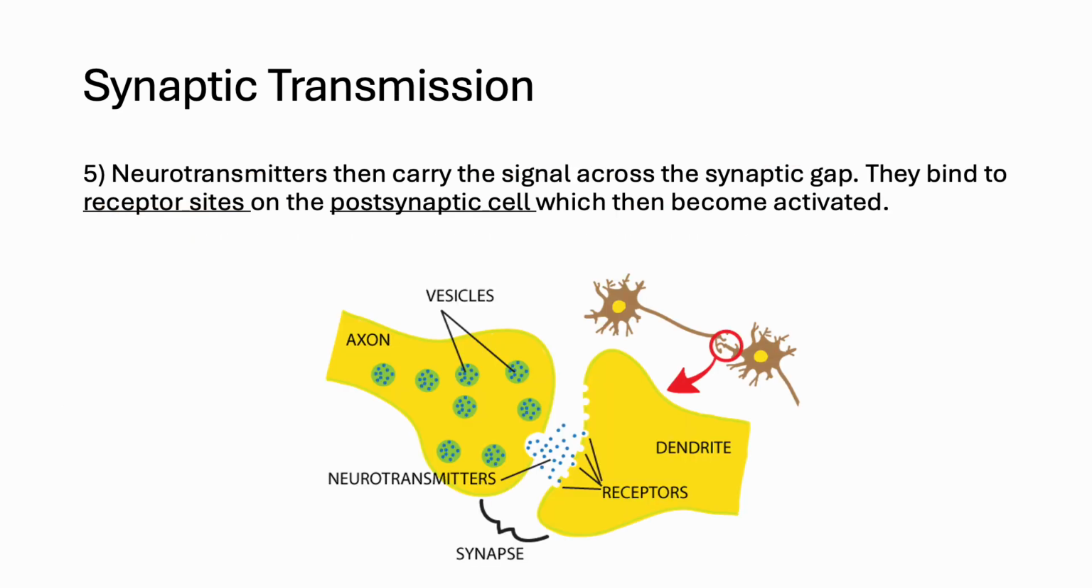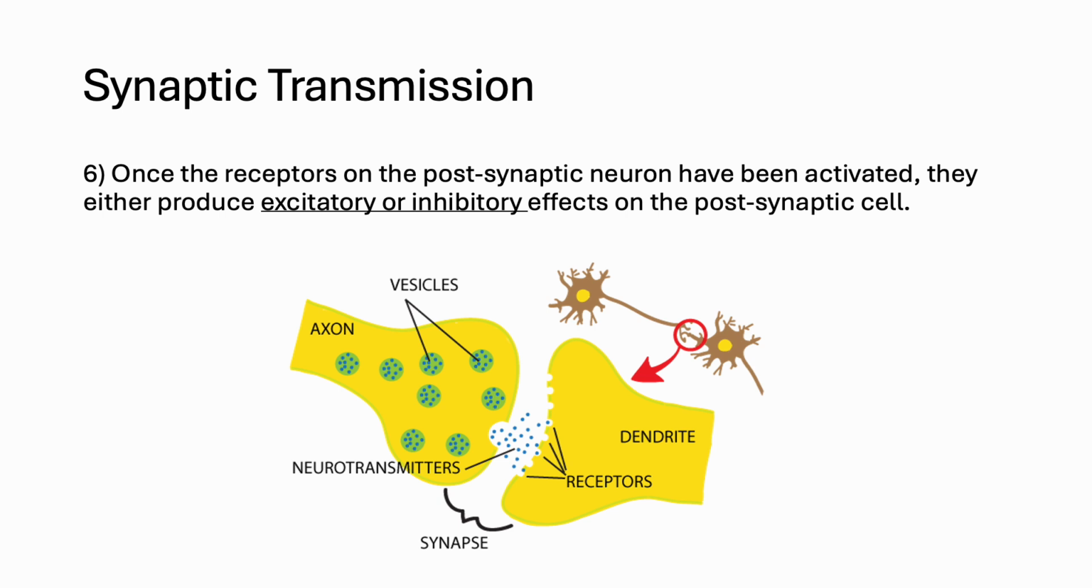So now the image will change to show you that these neurotransmitters have been released from their vesicles and entered the synapse. They then bind to the receptor sites on that postsynaptic neuron or postsynaptic cell, which causes the receptor sites to become activated. And that is essentially the carrying of the message. However, for both GCSE and A-level, you do need to understand the concept of excitatory and inhibitory effects. So once the receptors are activated by the neurotransmitters, they will produce either excitatory or inhibitory effects on the next synapse, on the postsynapse.